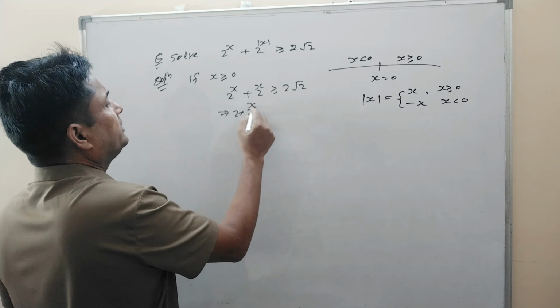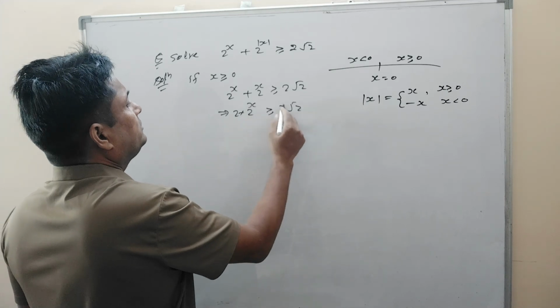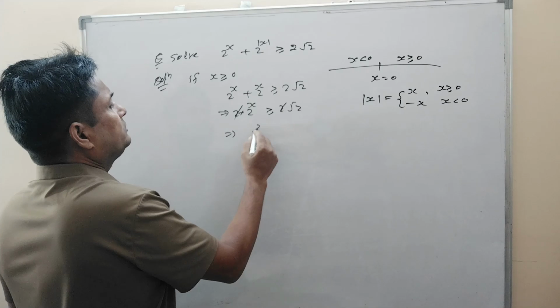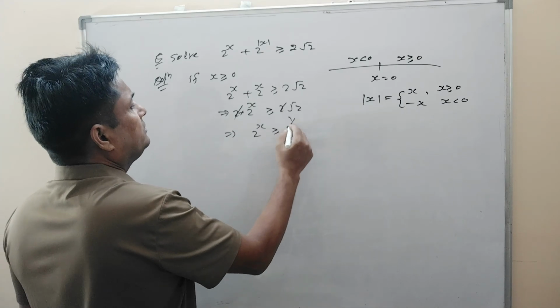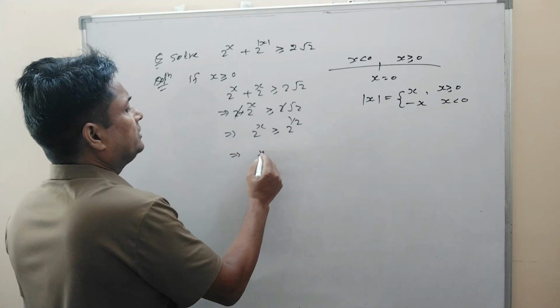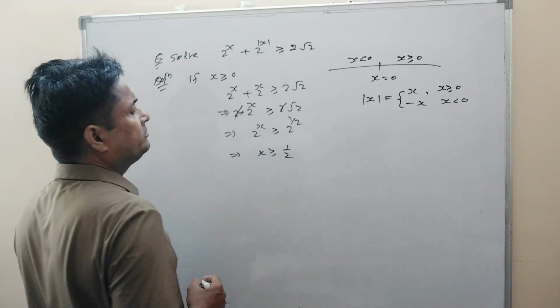2 into 2 to the power x greater than or equal to 2 root 2. This will cancel out. So 2 to the power x is greater than or equal to 2 to the power 1 by 2. That means x is greater than or equal to 1 by 2.